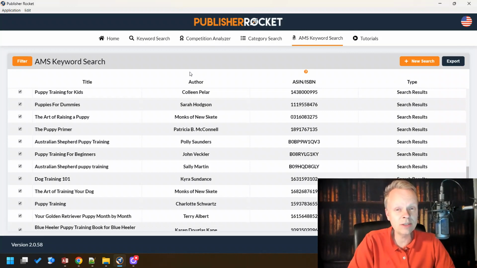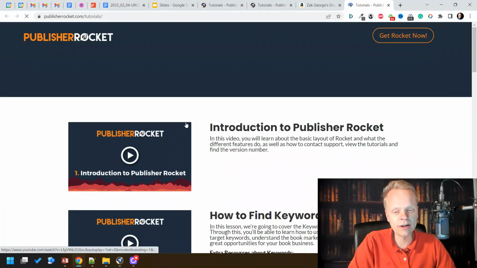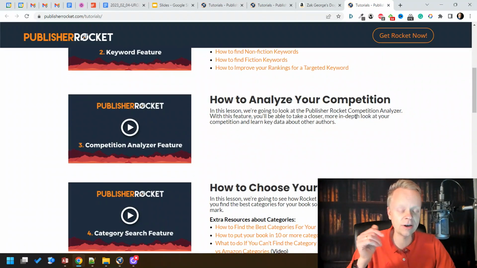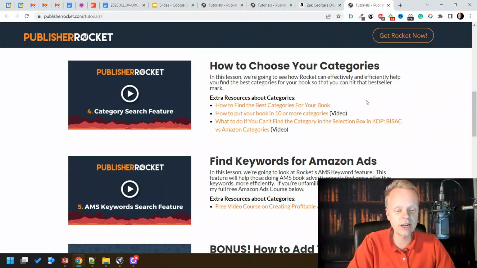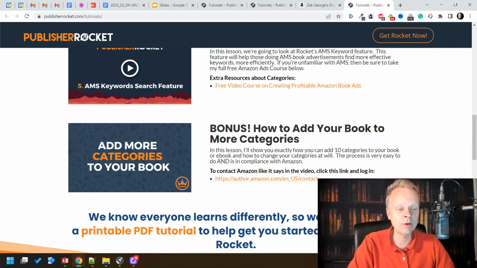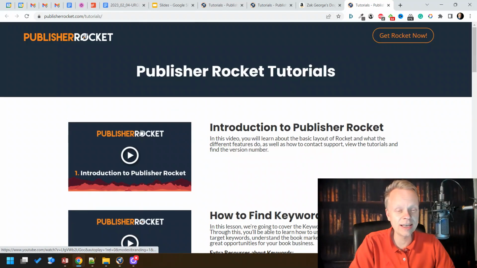Now, if you feel that this wasn't clear enough with this amazing tool, Publisher Rocket, then you can just click on the tutorials and look what it does. It's just going to pull us right over to this Introduction to Publisher Rocket, how to find keywords with Publisher Rocket, how to analyze your competition, which is very important, how to choose your categories, keywords with Amazon ads, and then they have some additional ones, how to add your books to more categories, where he's telling you exactly how to contact them and make sure that you can add additional categories to your existing books, which is an incredibly important one. Okay, and they've even got a printable PDF tutorial just in case it wasn't clear how to do this.